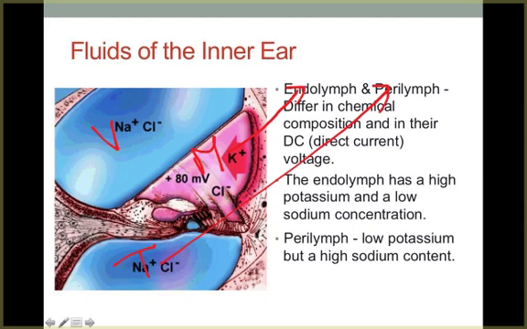The endolymph and the perilymph are separated by these membranes, the Reissner's membrane and the basilar membrane, and they have different chemical compositions. Because of the different chemical composition, they also have different voltages, different direct currents. The endolymph is high in potassium and has less sodium, giving it a small positive voltage, namely plus 80 millivolts. Relative to that, the scala vestibuli and the scala tympani have very low voltage. The perilymph has low potassium content, and hence a low positive voltage.